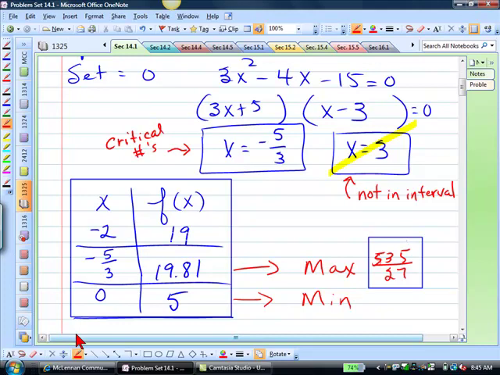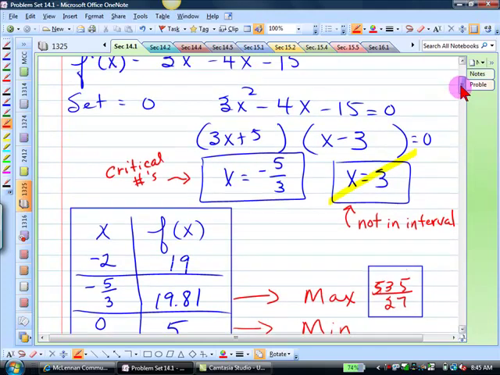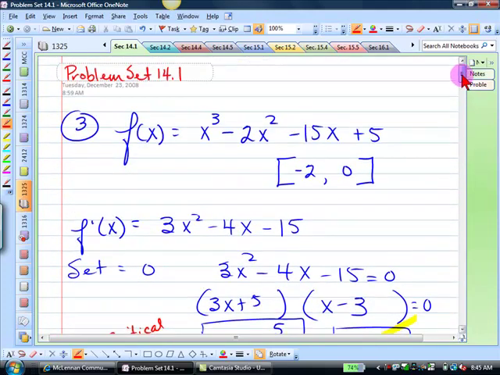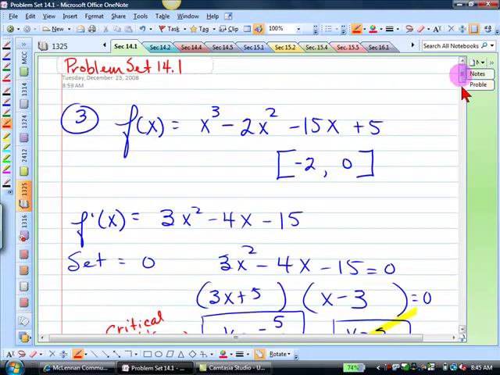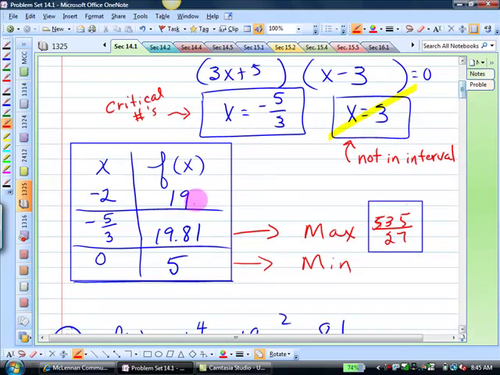And then you're just going to plug these numbers into f and get a number over here. So double check and make sure that you can get these numbers when you plug into the original function. So you're plugging into x cubed minus 2x squared minus 15x plus 5. And let's make sure you can get 19.81, and 5. Be sure that you can do that.